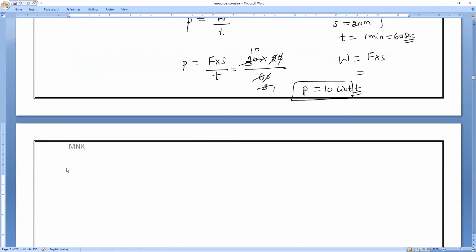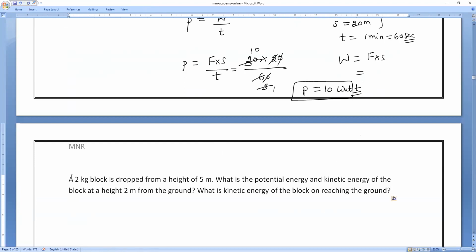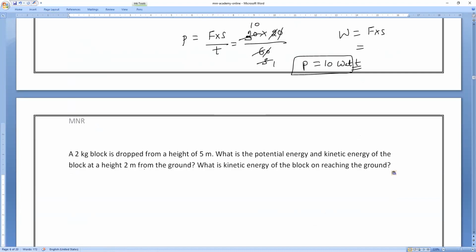Clear? Now, related to conservation of energy, this is the question I am giving you. Let me see who will solve first. Related to conservation of energy, how to solve this question. So what is it saying?